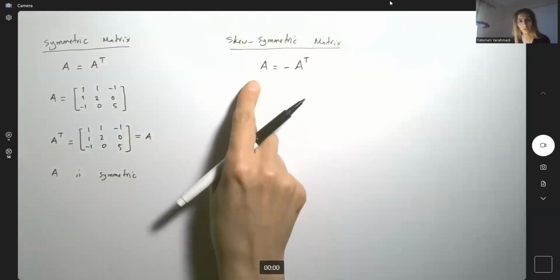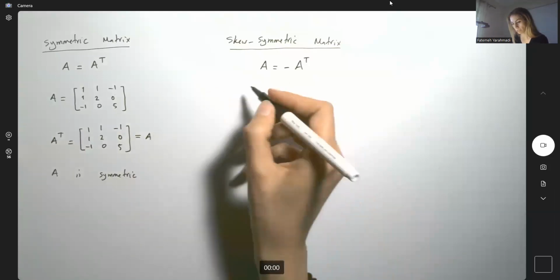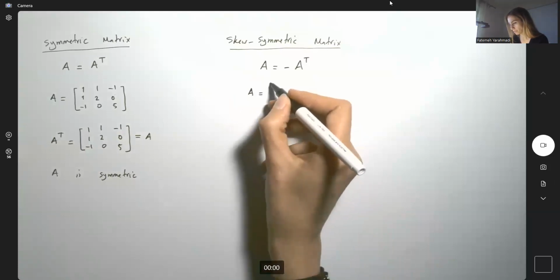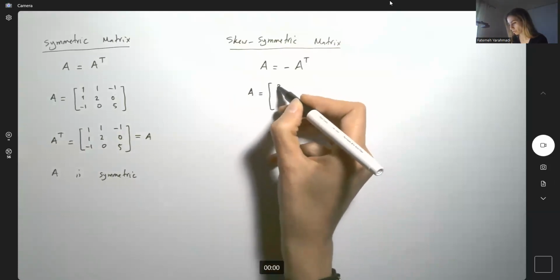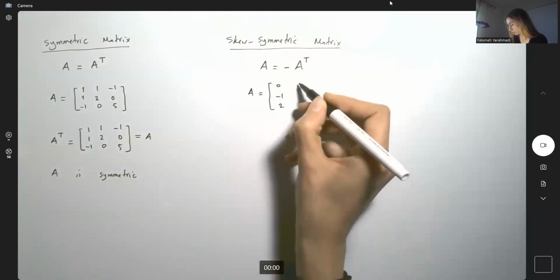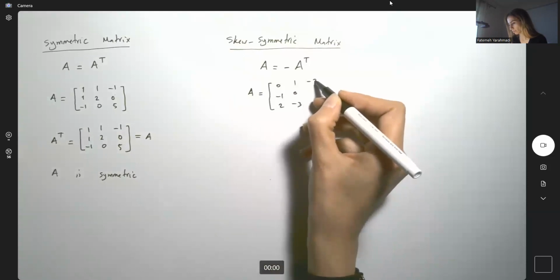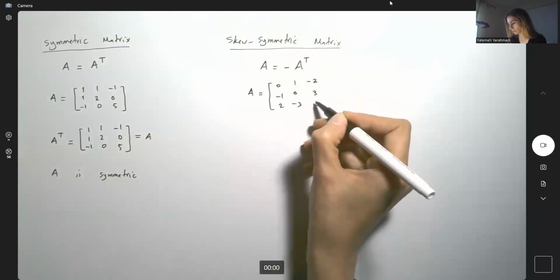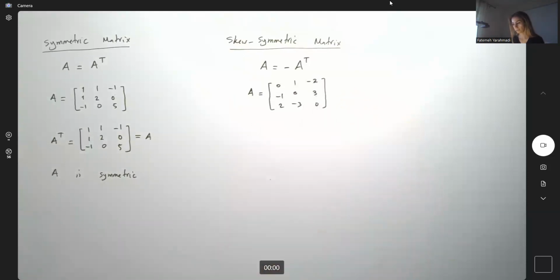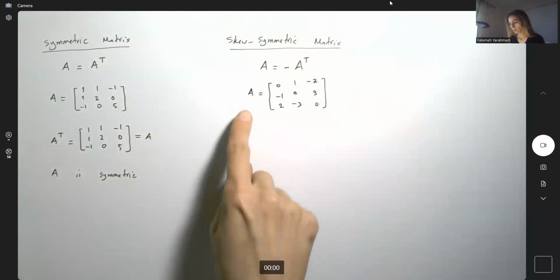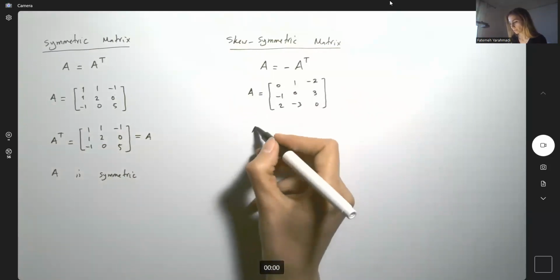Now, example of a skew symmetric matrix. I'm checking my note. Matrix A is equal to 0, negative 1, and 2. Then you have 1, 0, negative 3, and then you have negative 2, and 3, and 0. Okay. So let's take a look at this transpose.